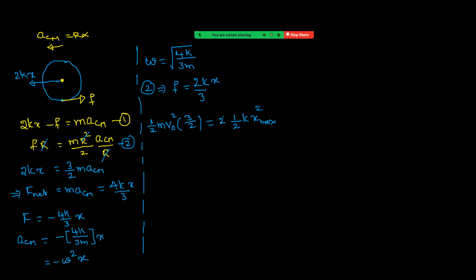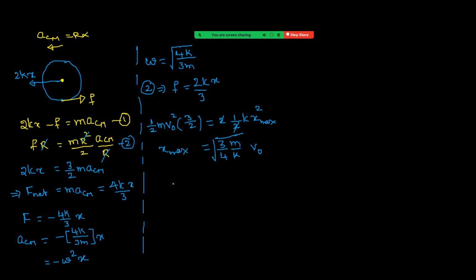Now see what we get. The 2 and 2 get cancelled. X maximum is equal to what is left here: 3 by 4 m, and K is left in the denominator. This will come under root, times V naught. That is the maximum value of X.